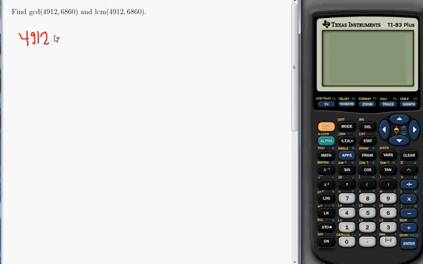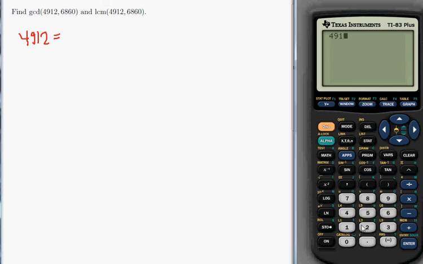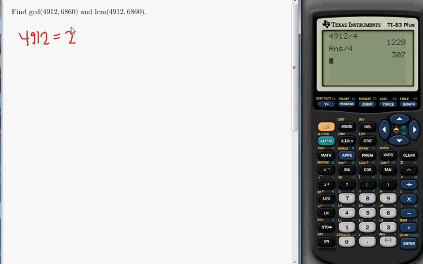Well, let's see. The last two digits are a multiple of 4, so clearly we can divide by 4 for this. So 4,912 divided by 4 is 1,228. The last two digits again are still a multiple of 4, so if I divide by 4 again, I get 307. But clearly I've run out of multiples of 4 here. So 2 to the 4th times 307.